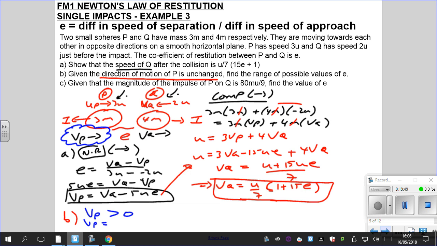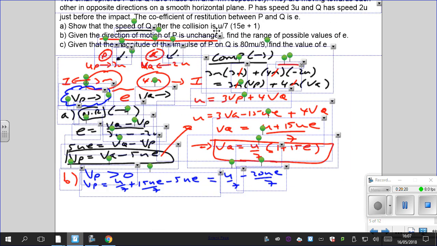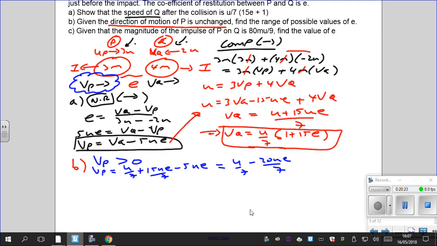So again, the algebra, I'm going to do quickly. So U over 7 plus 15UE over 7, we just found that, minus 5UE. 5UE is 35UE over 7. So that means I'm left with U over 7 plus, minus 20UE over 7. Okay? VP then, if I take out the U over 7, is 1 minus 20E.